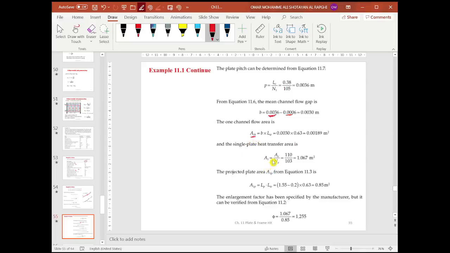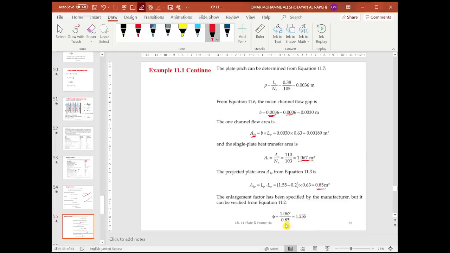The area for a single plate is equal to the total area divided by the effective number of plates, which is 103. So you get the single area for one plate is 1.067 meter square. If you would like to find the projected area, then it's going to be LB times LW. Both of them are given, so it's going to be 0.85 as the projected area. But the total area itself is 1.065 meter square.